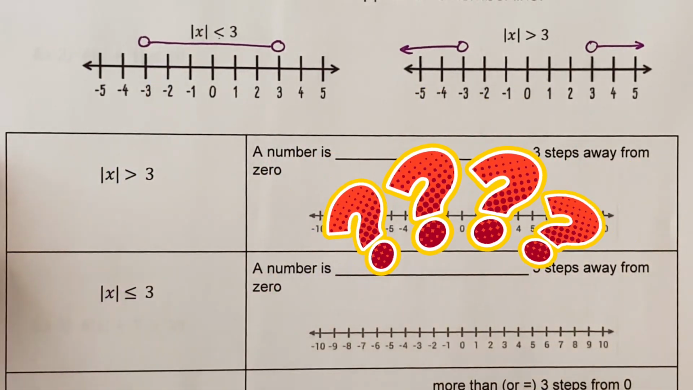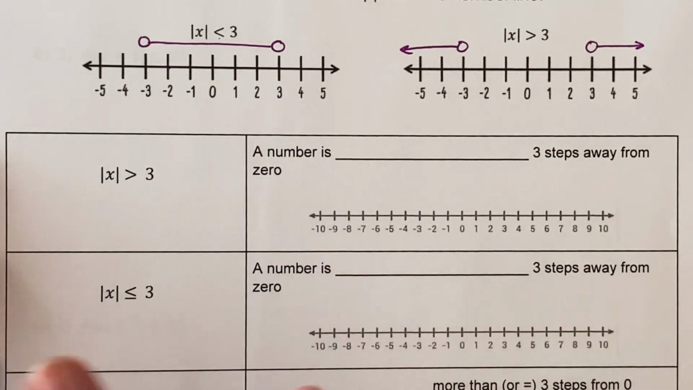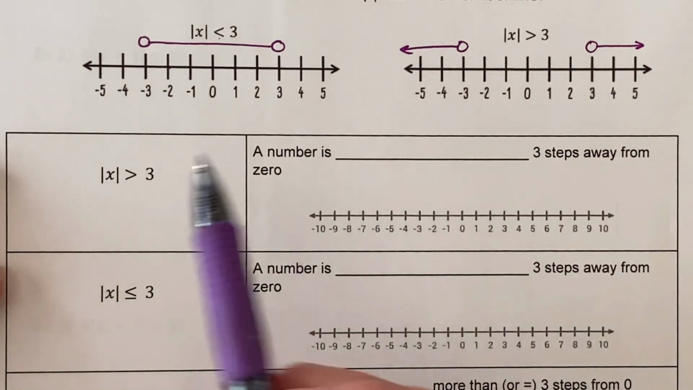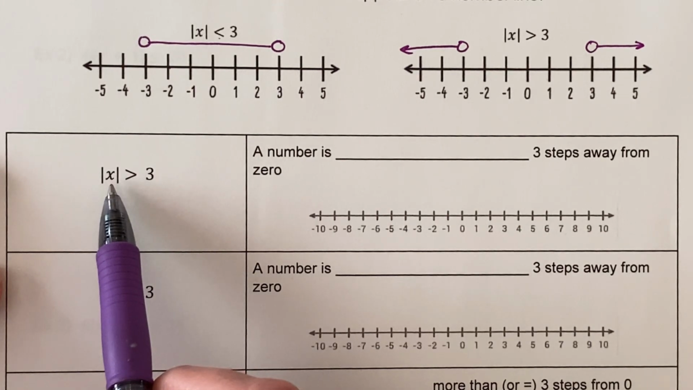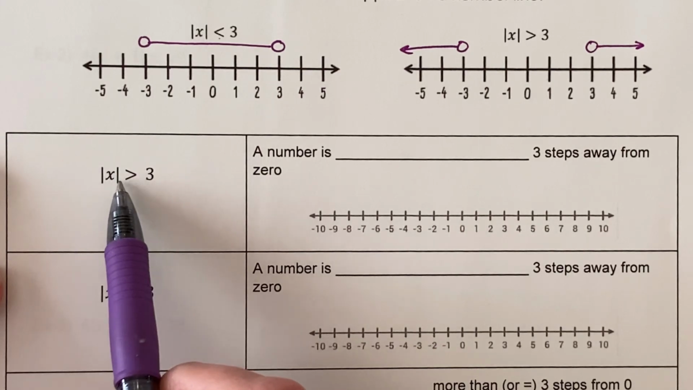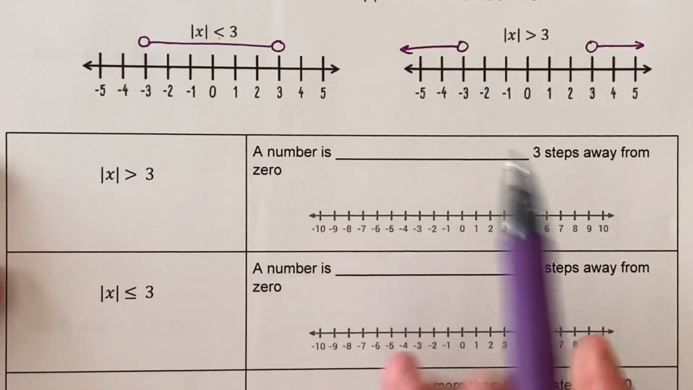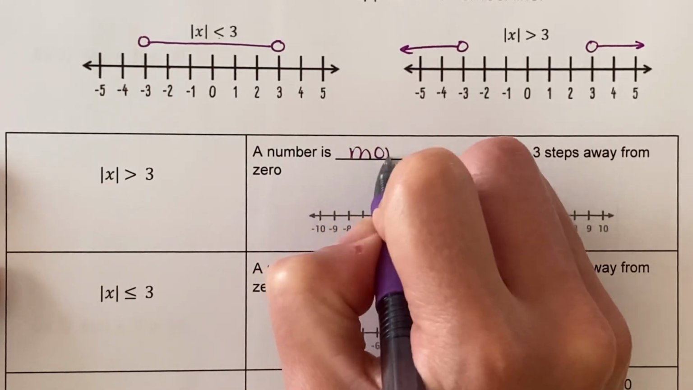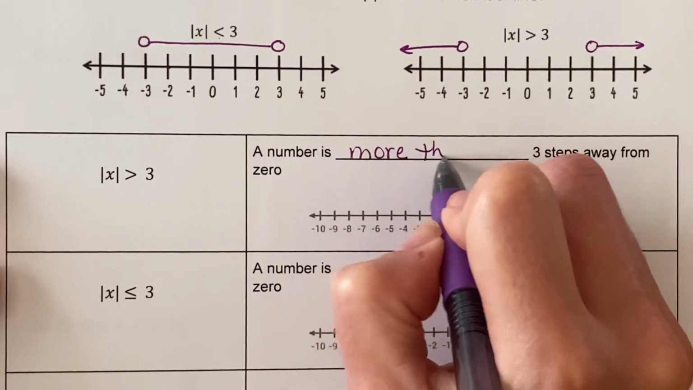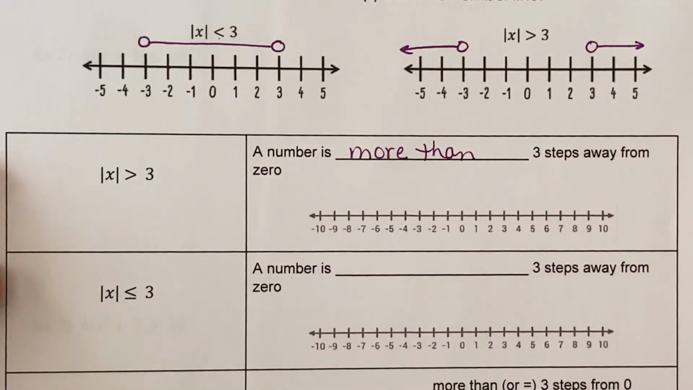This is an easier method. We're just going to reason it out using English, and we're going to be able to draw pictures, and you're going to be able to reason everything out. You don't have to memorize anything. What does this mean? This means I have the absolute value of a number, and it is more than 3 steps away from 0.